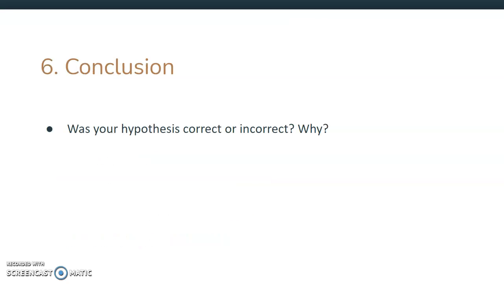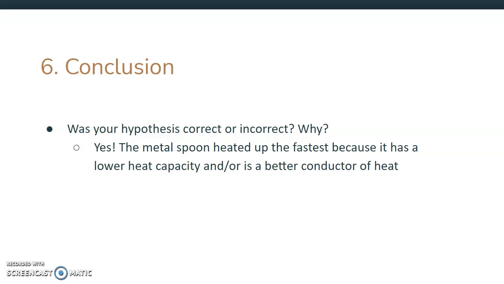So, was our hypothesis correct? Yes, the metal spoon heated up first because it has a lower heat capacity, and that is also like saying it is a better conductor of heat. So water, we've learned, has a high heat capacity and takes forever to warm up. Anything with a low heat capacity warms up very quickly. So this metal has a low heat capacity.